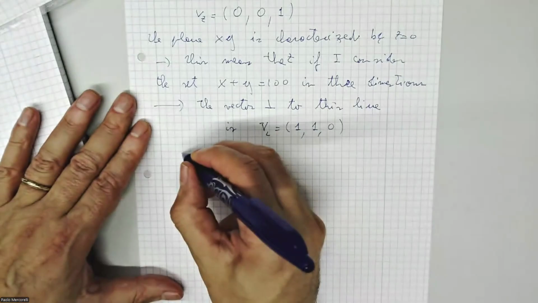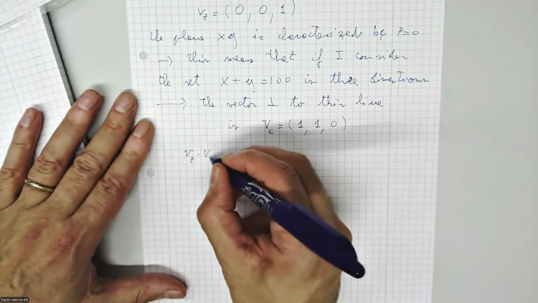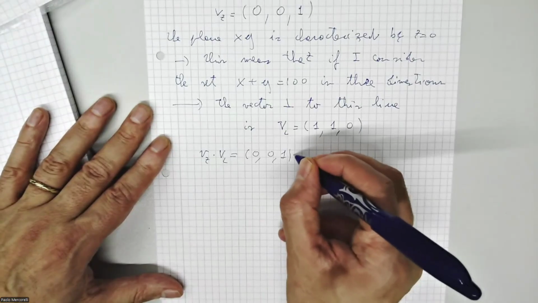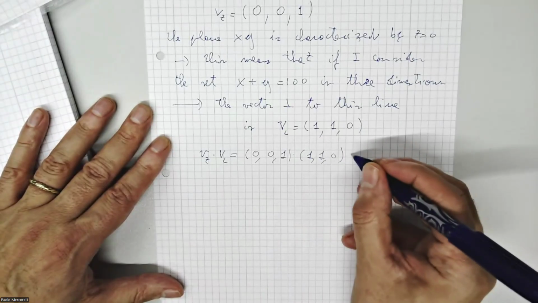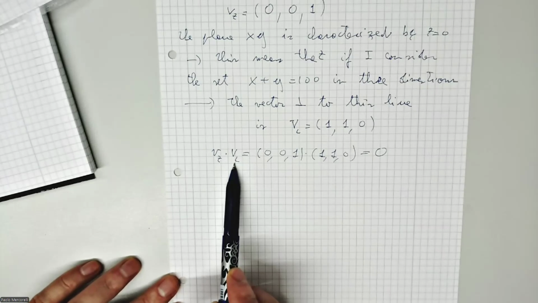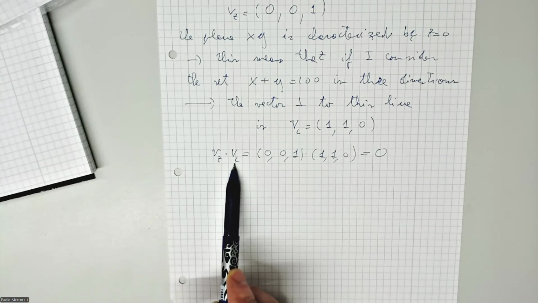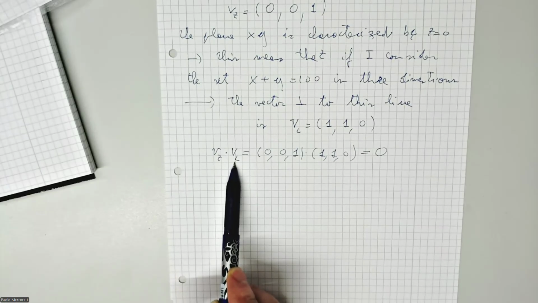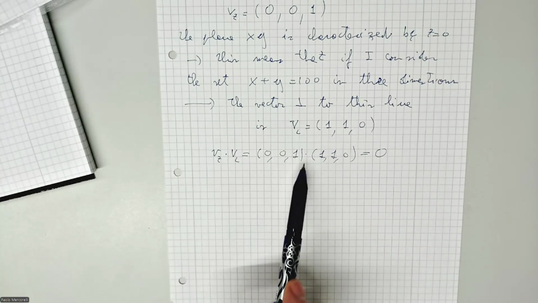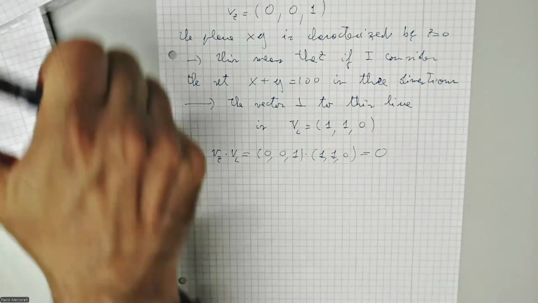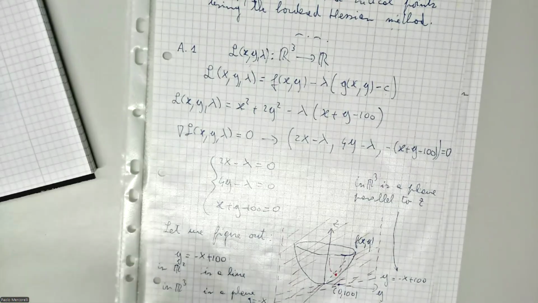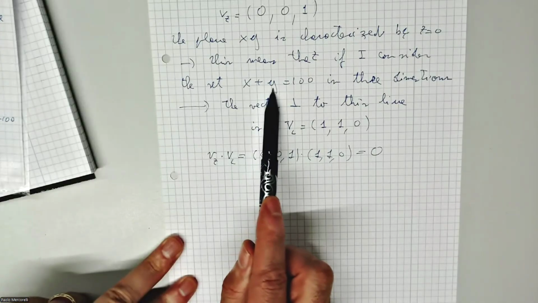Now, if you look at the vector Vz and the vector Vl, and if I do the dot product, I don't know if it's visible, but does this dot product equal 0? This means Vz is orthogonal to Vl. Clear? But VL was orthogonal to the set here. This means the z-axis as a set of points is parallel to the plane in 3 dimensions characterized by x plus y equals 100.